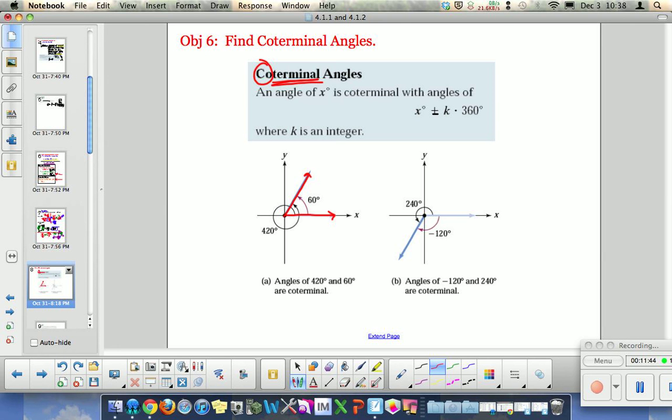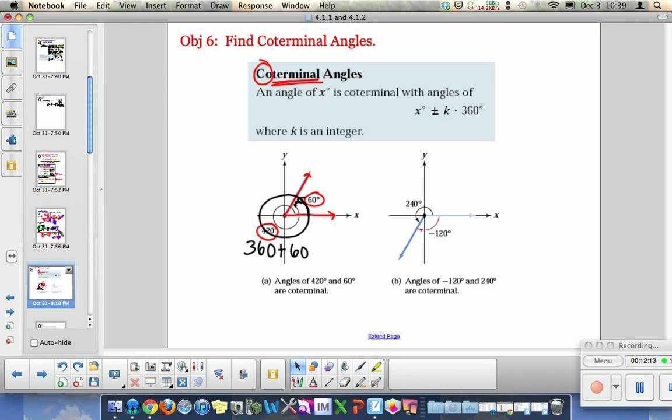So 60 degrees and 420 are coterminal because 60 degrees opens from here and it ends at the first terminal side. 420 is really just a full circle plus 60 degrees. So I went the full circle, and then I went another 60 degrees. That is coterminal because they both land in the same spot. They both finish in the same spot.